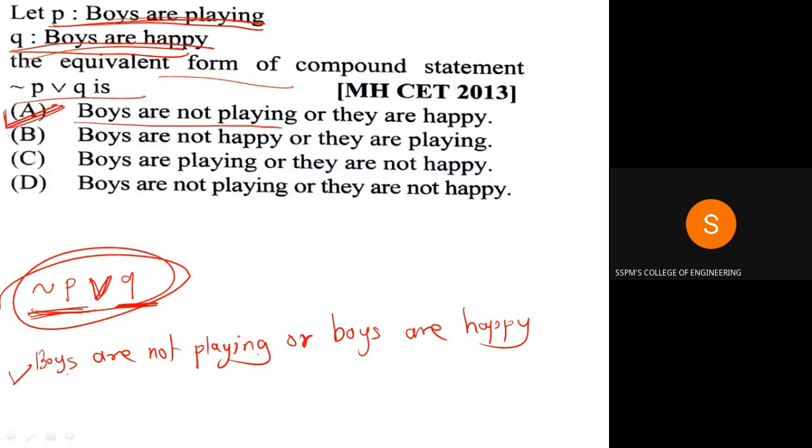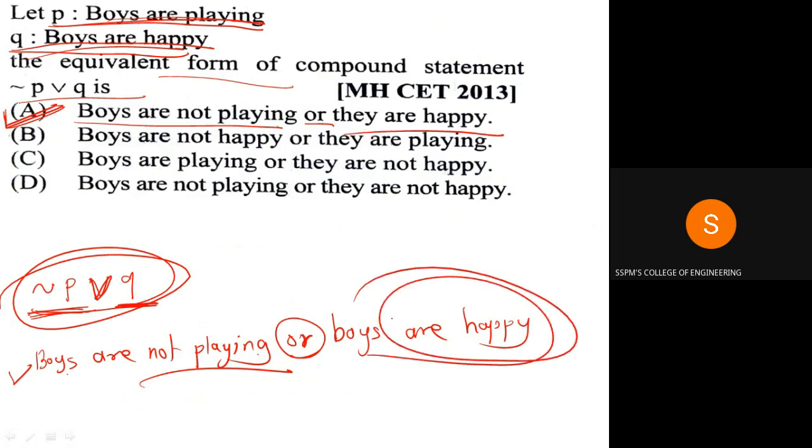Okay? See, boys are not playing, as we have written here, or and they are happy. So this is the correct representation of this logical statement. Okay. So what would be the representation for B? Boys are not happy. Boys are happy means Q, so boys are not happy means negation of Q. Or means this operator. They are playing means P. So this will be the proper representation for the statement.